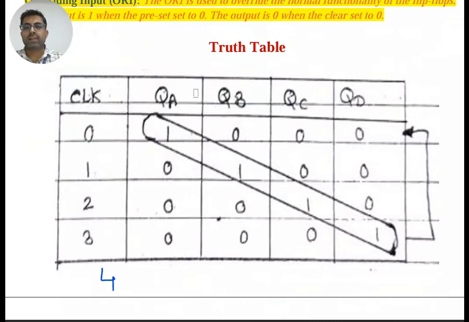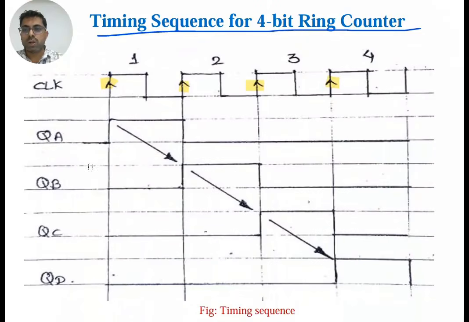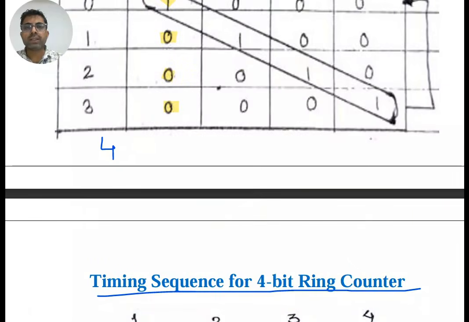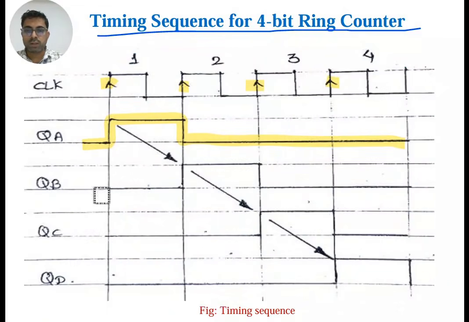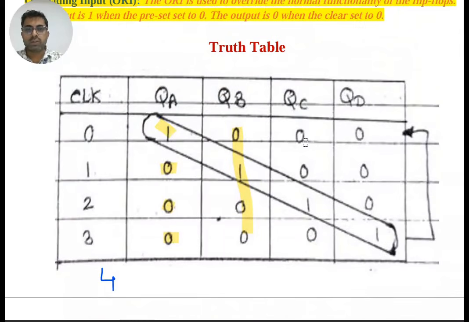Now look at this QA column, the QA output. What output have we got in the QA column? 1 0 0 0 1 0 0 0. So this is 1, and the rest of the outputs are 0 0 0, right? What about QB? This is 0 1 0 0. So QB is 0 1 and then 0 and again 0, right? So this is 0 0.